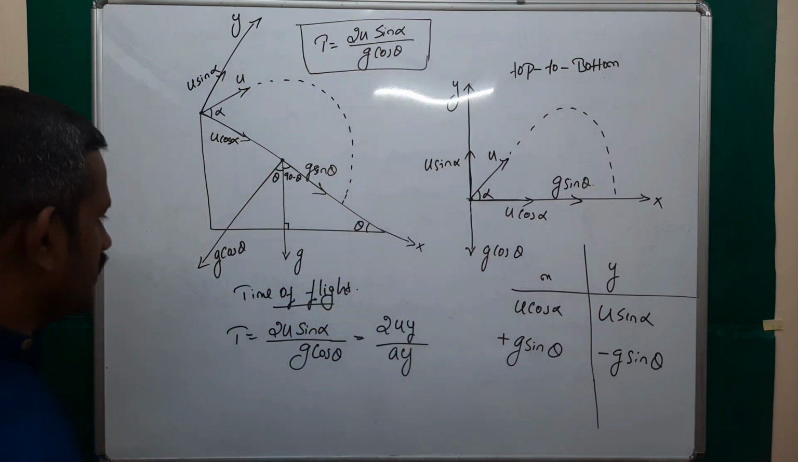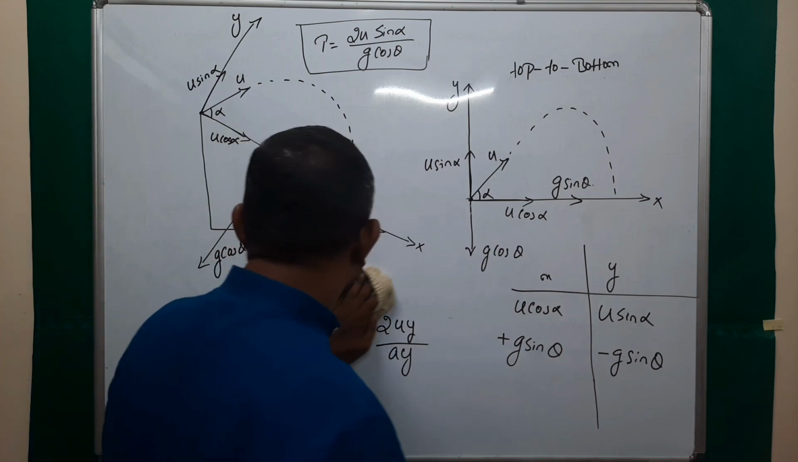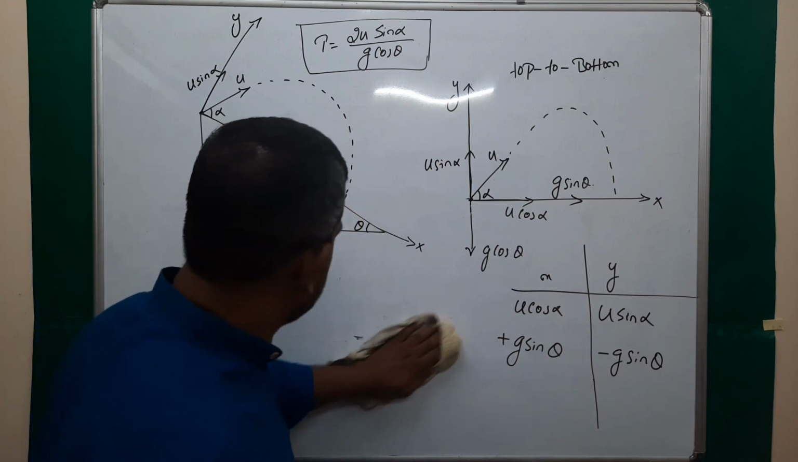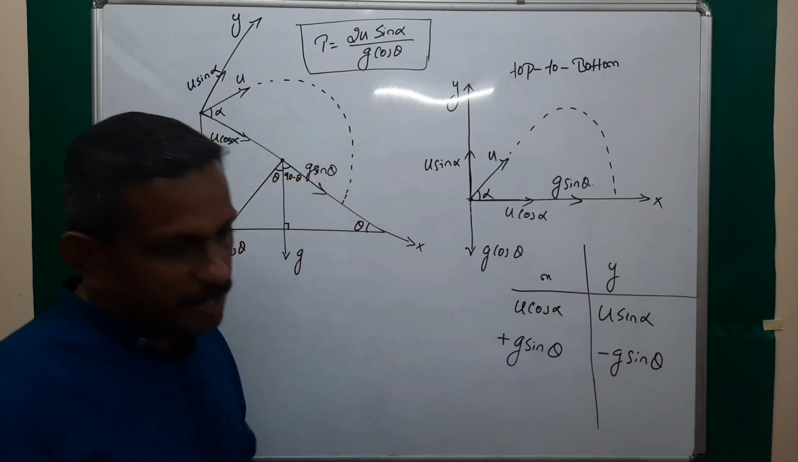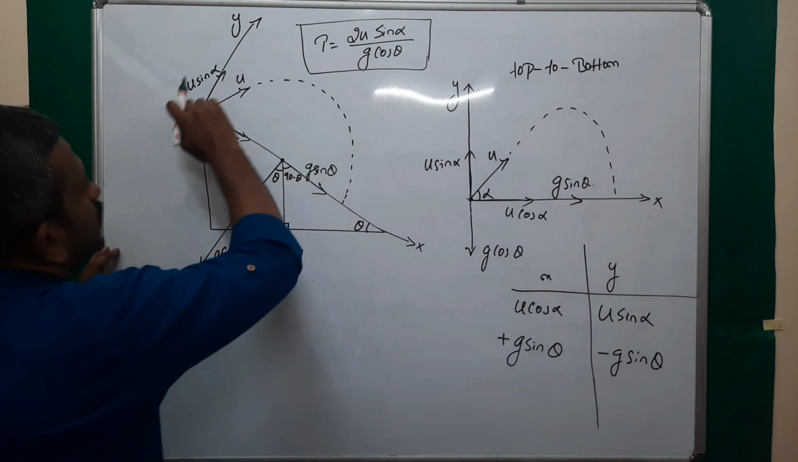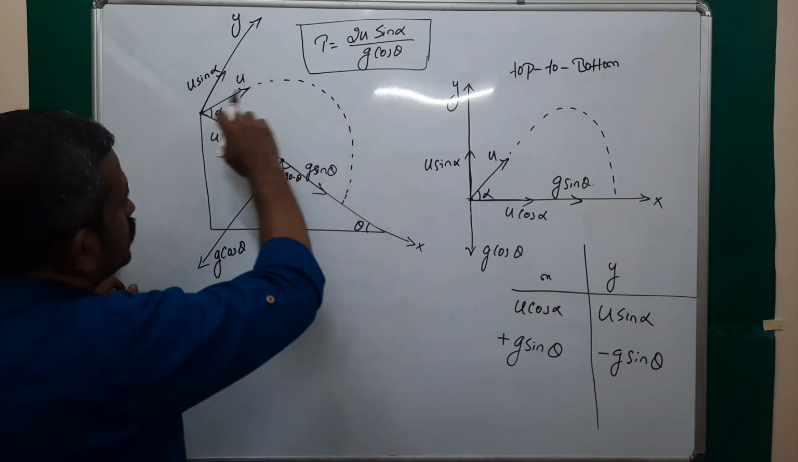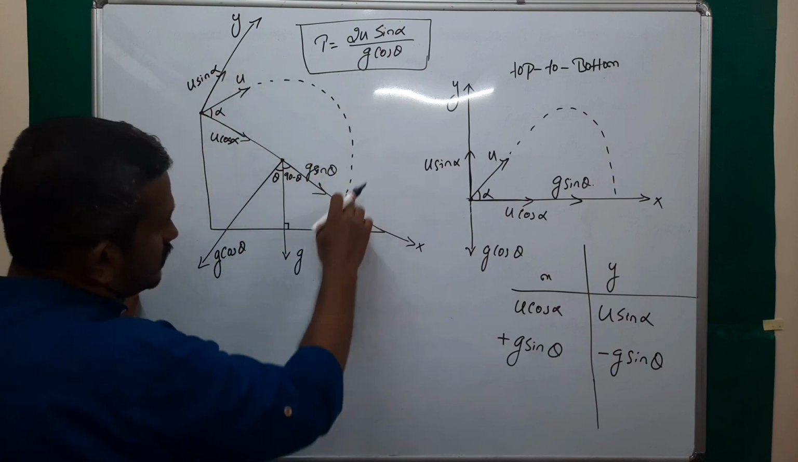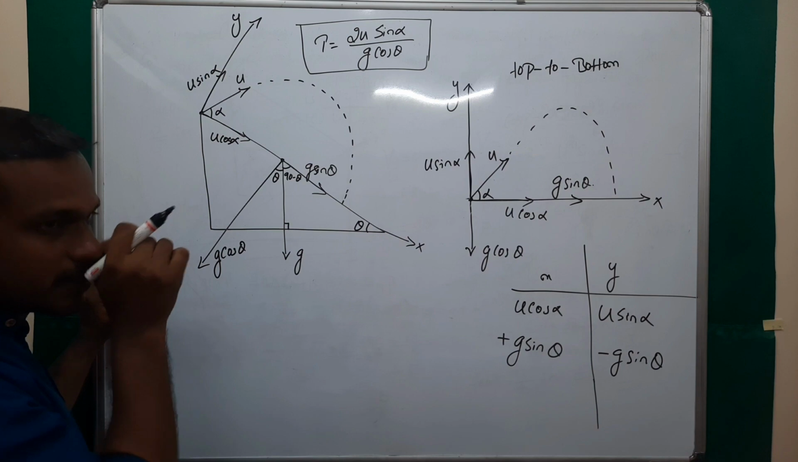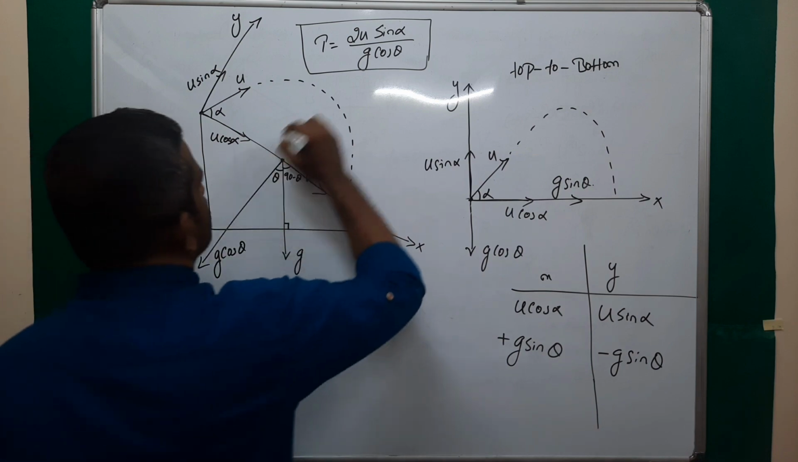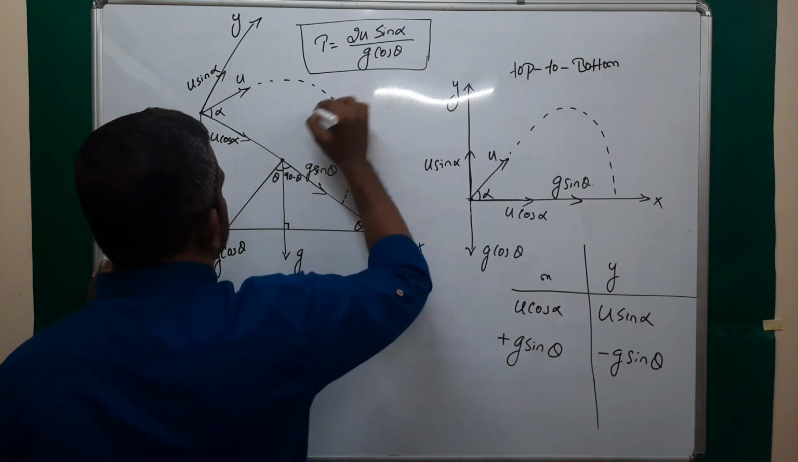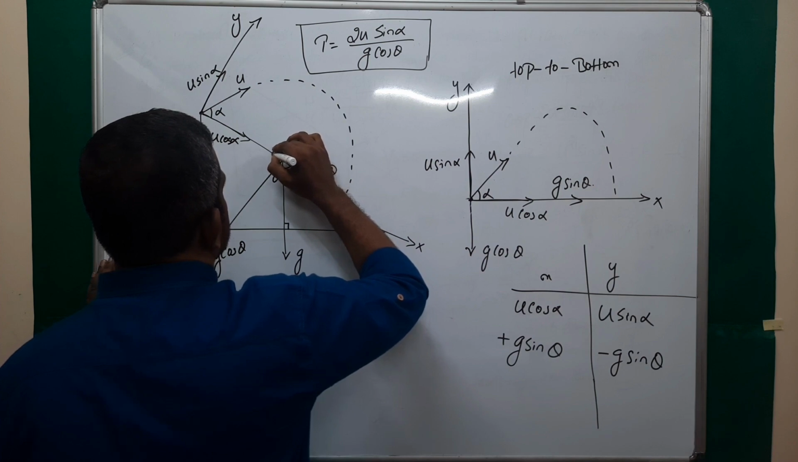So what is maximum height? First, understand time of flight: it is the time taken by the projectile to make the complete motion, starting from here and reaching the ground. Maximum height is nothing but from here. So this is the maximum height.